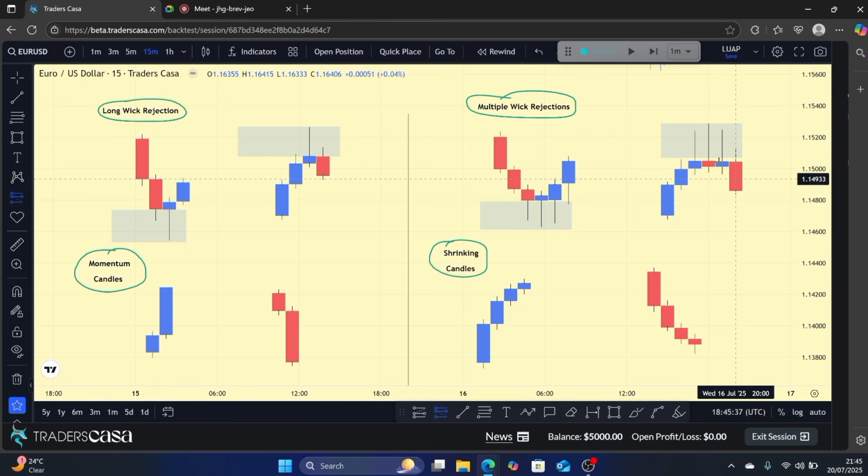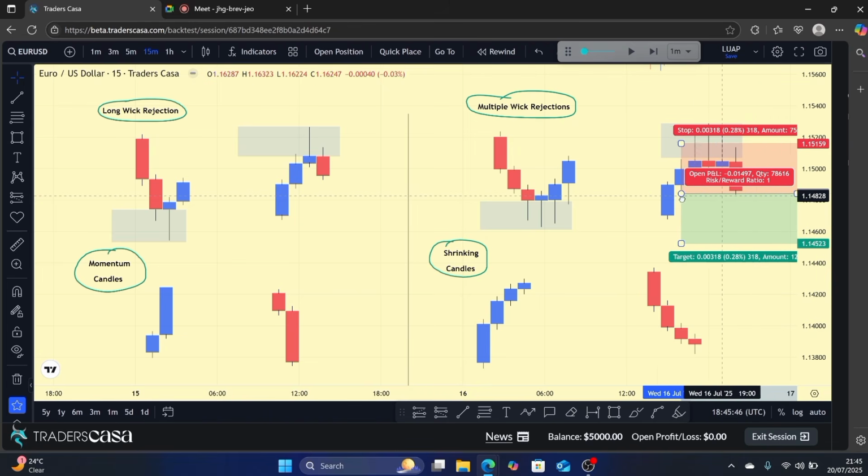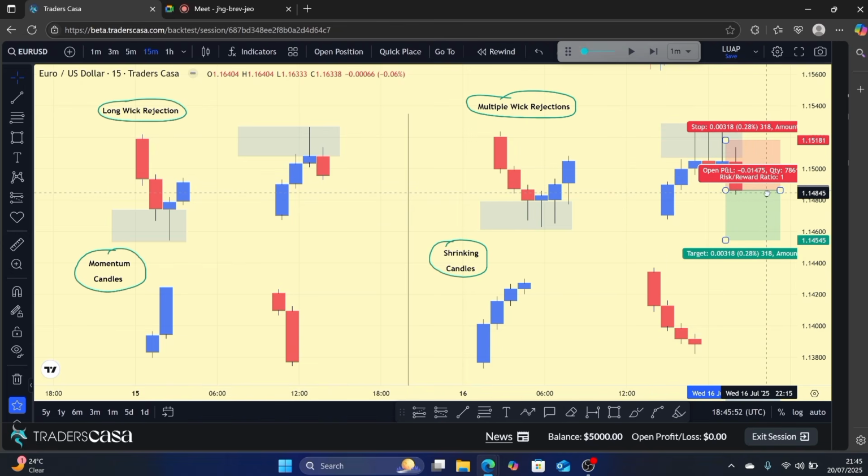So in this case you will take your entry after the closure of this candle, because this candle says that the sellers have won. The fight between the sellers and the buyers, the sellers won. So in this case, you can take your entry from here.